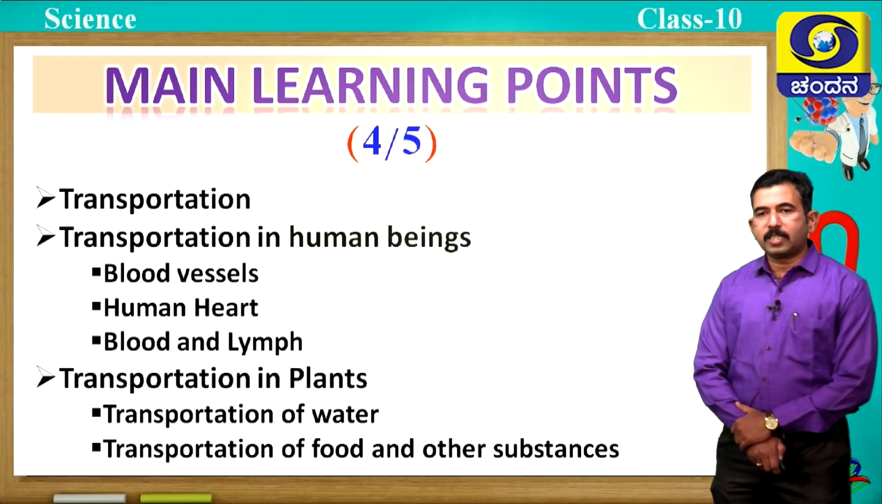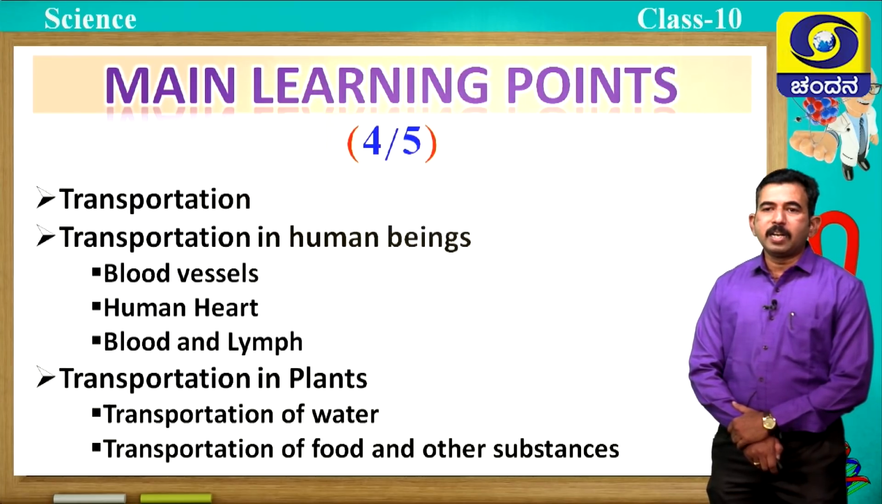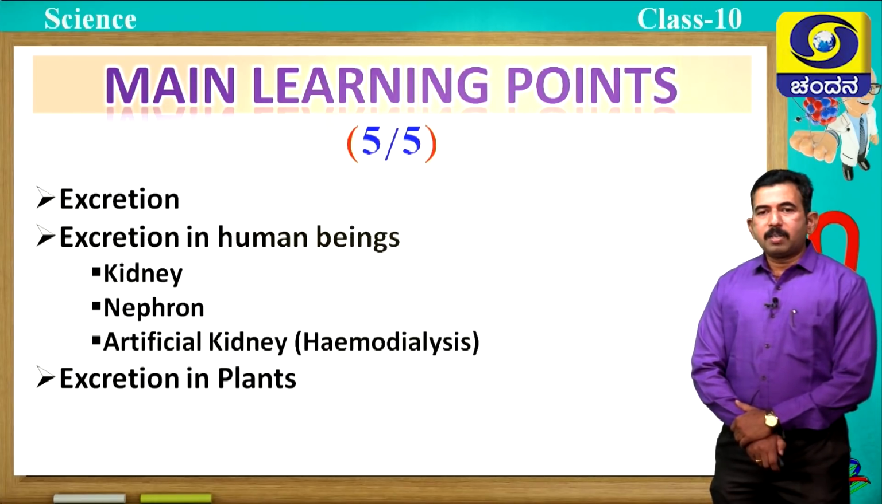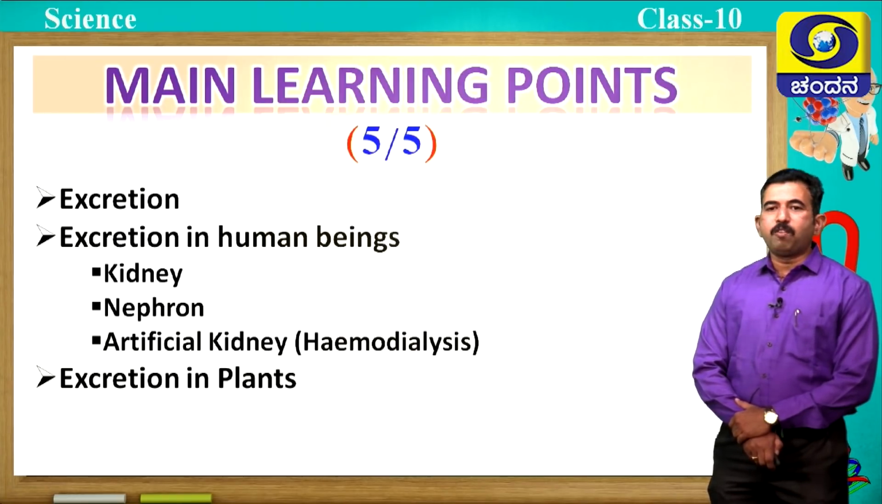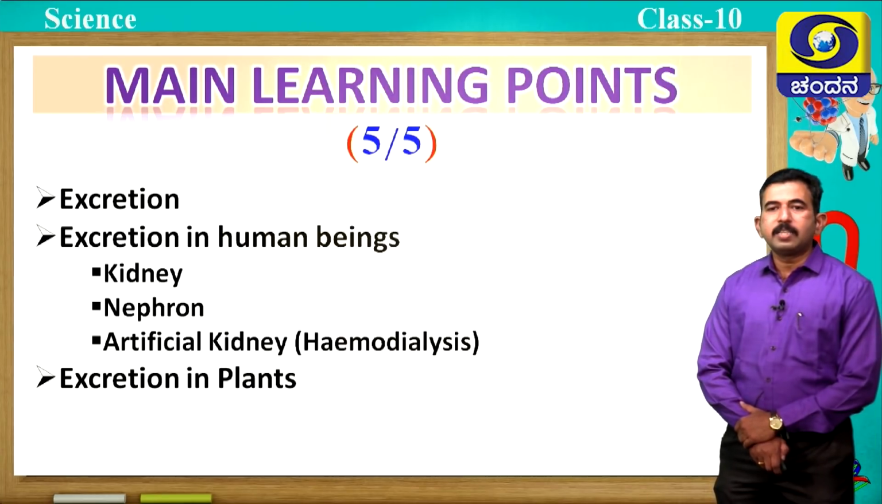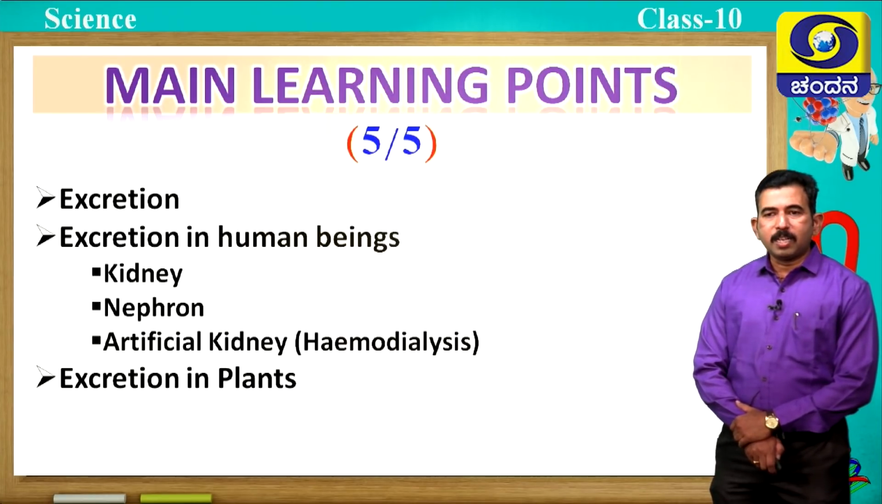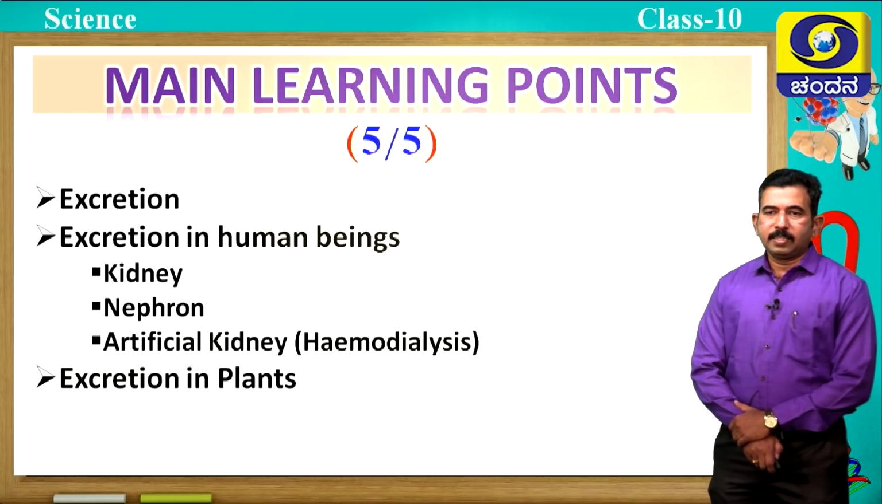Also, we are going to discuss transportation in plants, transportation of water, transportation of food and other substances in conducting tissues, xylem and phloem. In the last part, we are going to study excretion, excretion in human beings. In this, we are going to study detailed structure of kidney, nephron, stages of urine formation. Also, we are going to discuss artificial kidney, nothing but hemodialysis, and also excretion in plants.